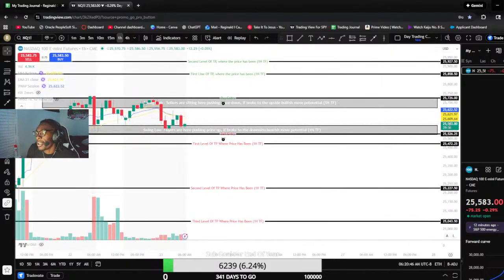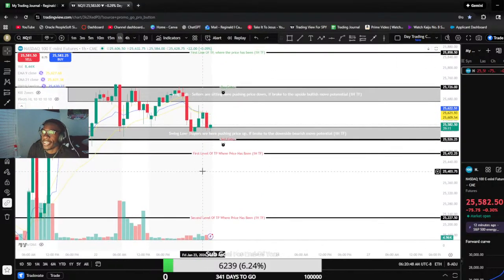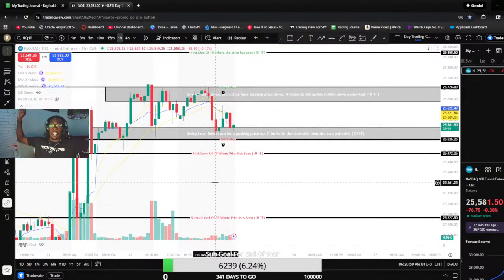This is marked up very well. I like this. We have our alert set. We know what we're going to enter. And until it gets there, we just go on.